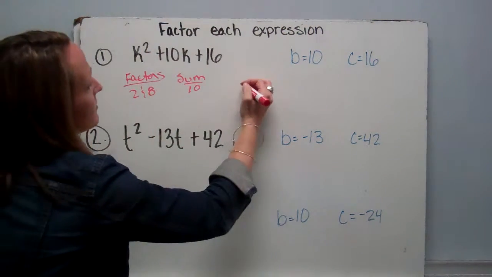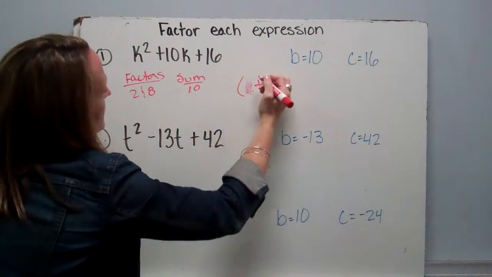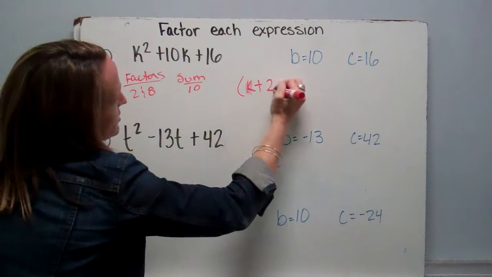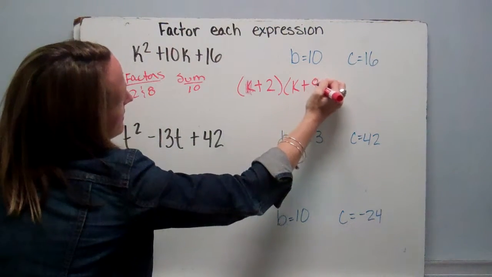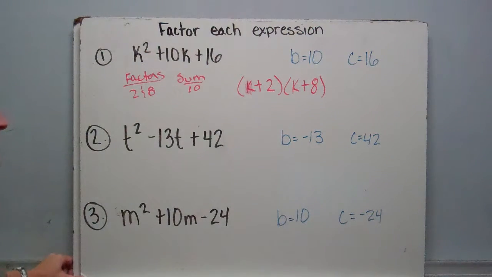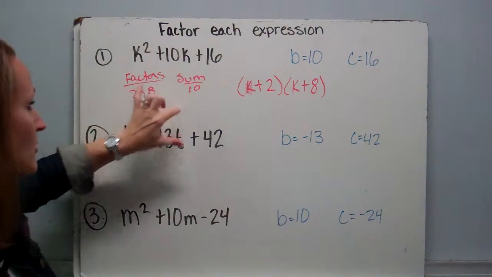So I know that I'm going to do x, or whoops, I used k here. K plus 2 and k plus 8. So maybe this is a good habit to be in. Instead of listing them all out, just write it like that.